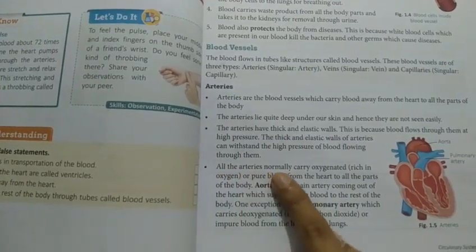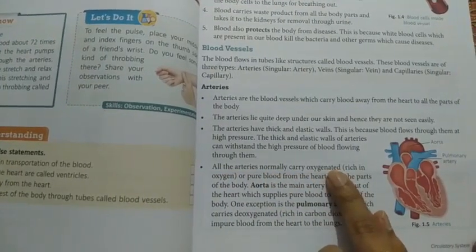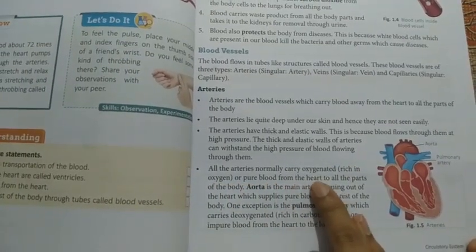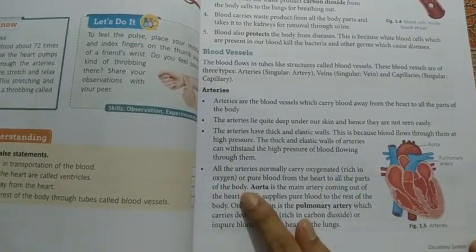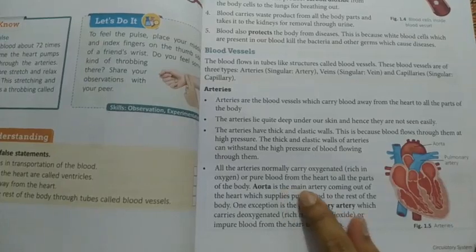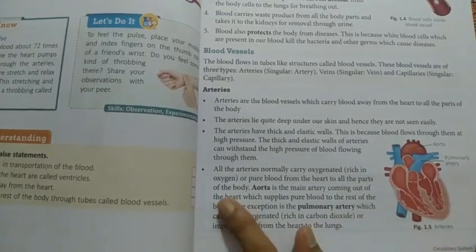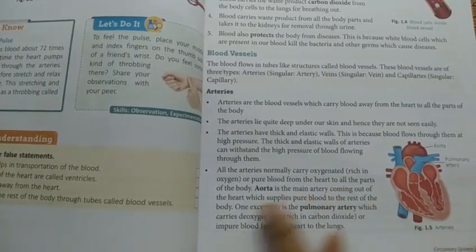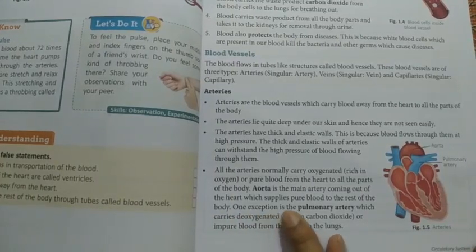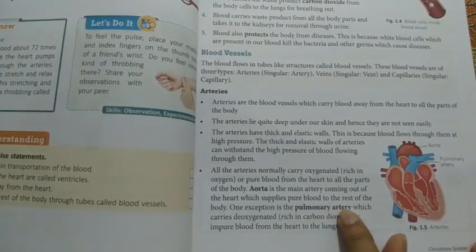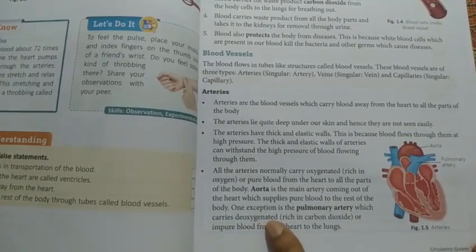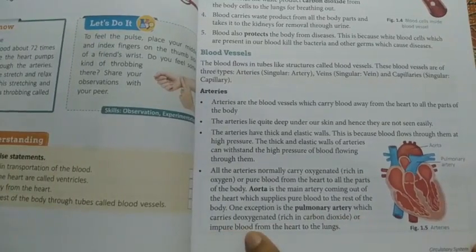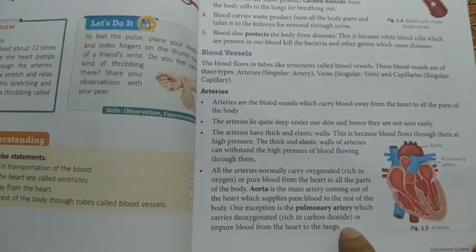All the arteries normally carry oxygenated, that is, rich in oxygen, or pure blood from the heart to all the parts of the body. Aorta is the main artery coming out of the heart, which supplies pure blood to the rest of the body. One exception is the pulmonary artery, which carries deoxygenated, that is, rich in carbon dioxide, or impure blood from the heart to the lungs.